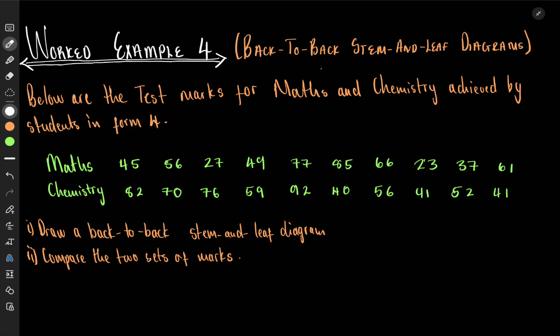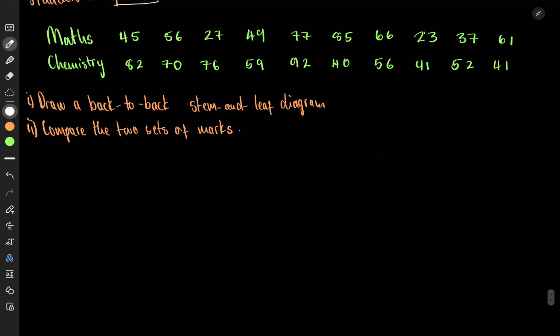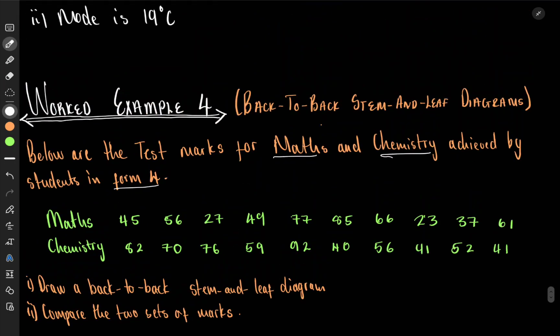Below are the test marks for maths and chem achieved by students in Form 4. Now, here are the marks, maths and then chem. So each student has a maths and a chem mark. So anyway, draw a back-to-back stem and leaf diagram. So remember, we're going to do our stem and leaf. What is it for? They say the test marks.